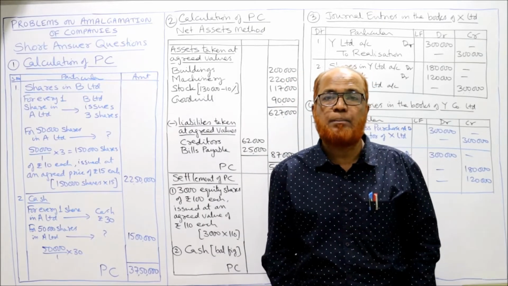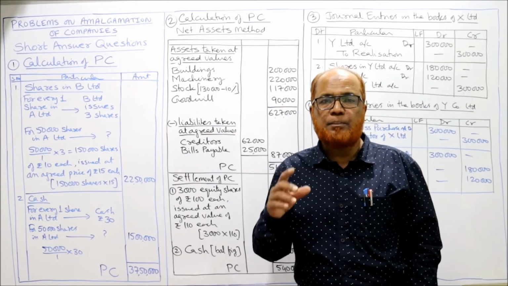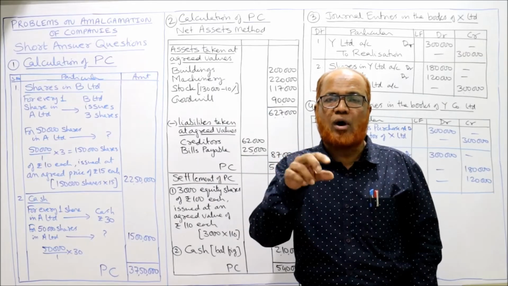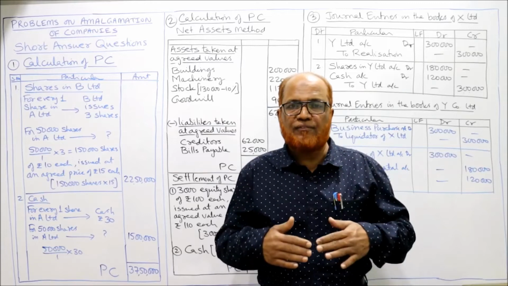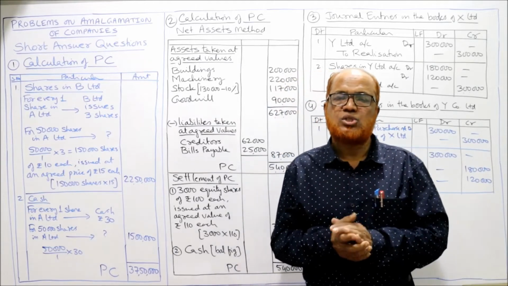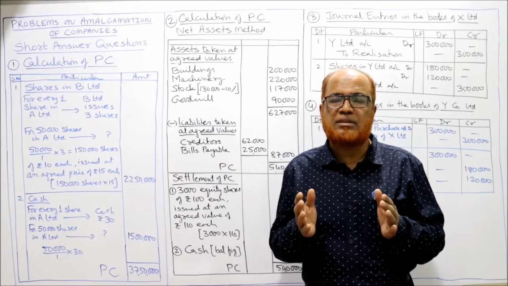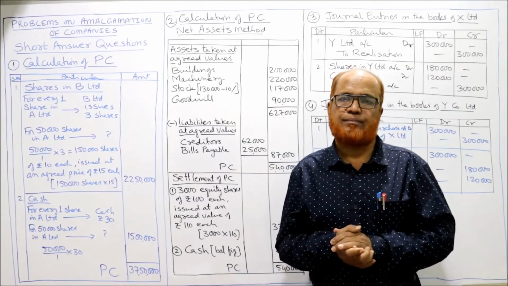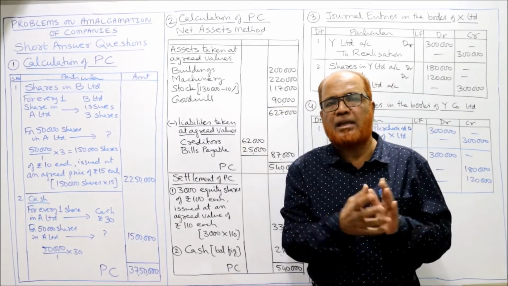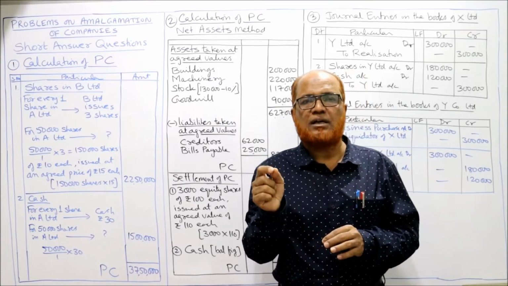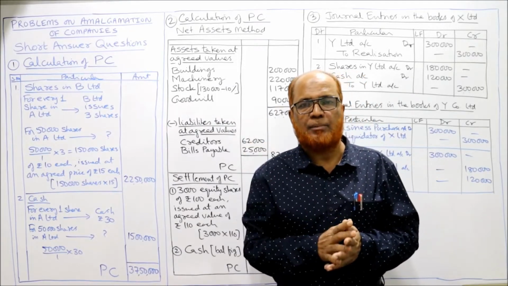Third one is net payment method. Net payment method will be applied when all the forms of payments are given. Now in this problem, the different forms of payments are given. So we apply net payment method to calculate the PC. So what are the payments the B Limited is making to A Limited? Rupees 30 per share of A Limited.